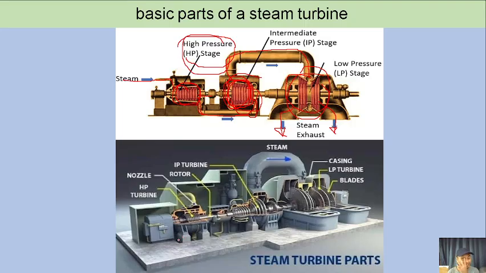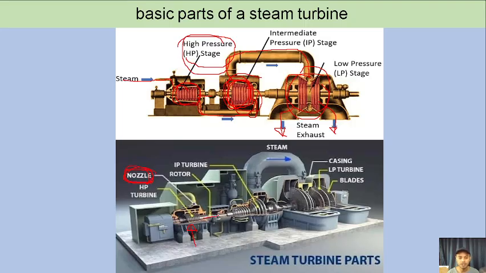So another parts of the steam turbine, in the high pressure stage, we have the high pressure turbine. Here we have the high pressure stage. There are nozzles and nozzles in there so that you can rotate the turbine, the high pressure turbine.